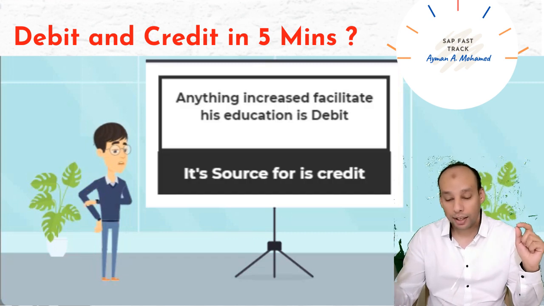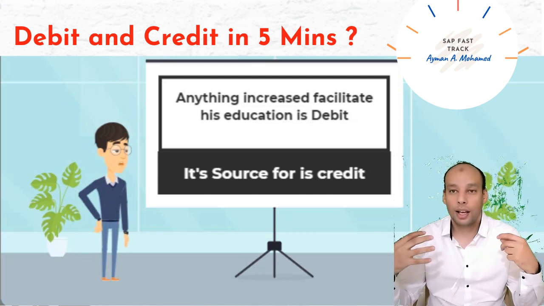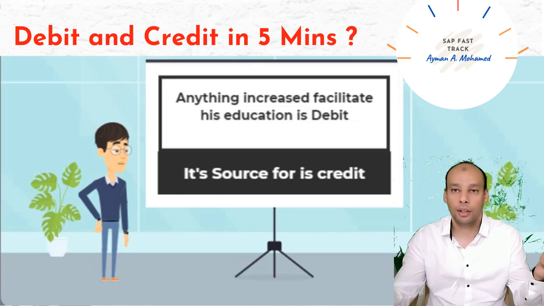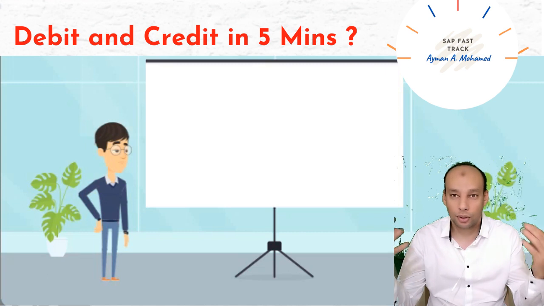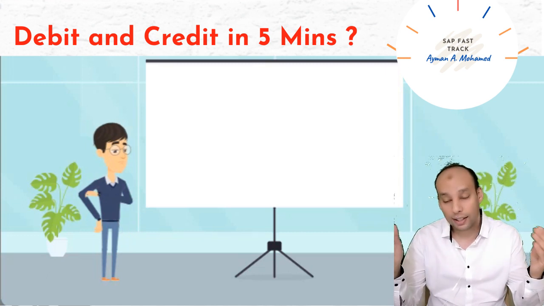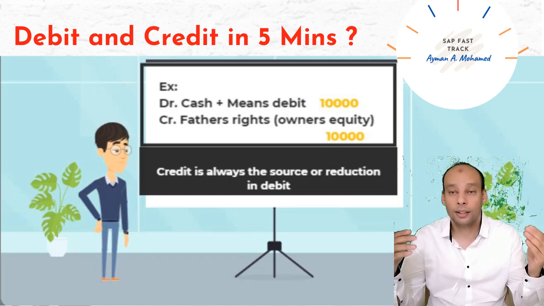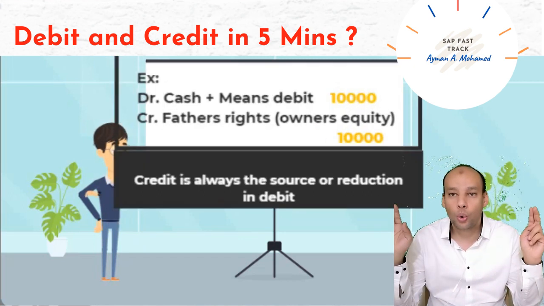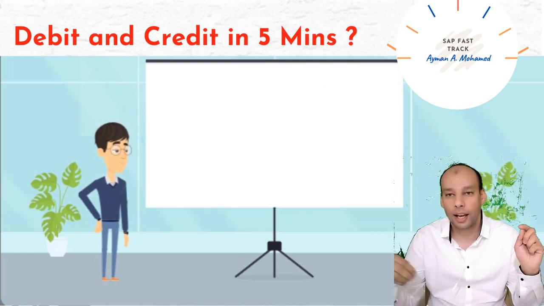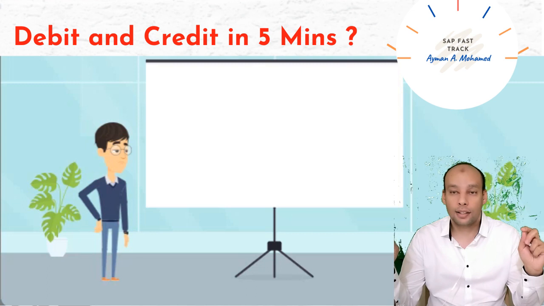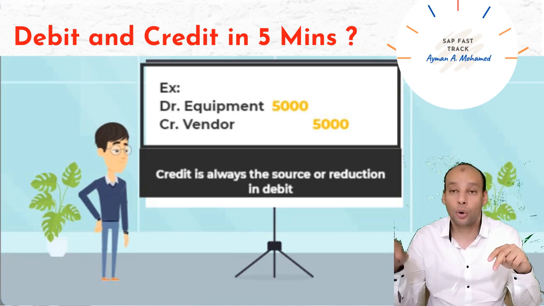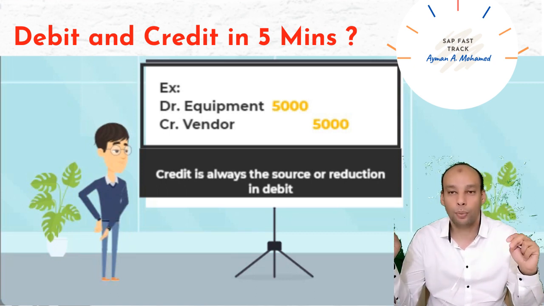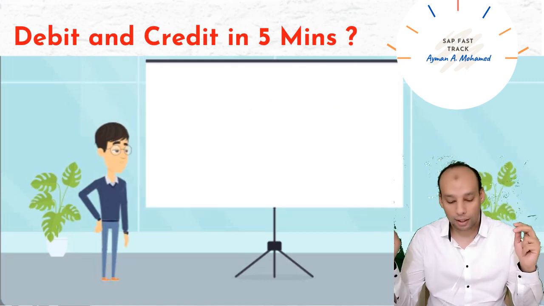Let's say that his father pays him 10,000. This means that he owns 10,000 and owes his father 10,000 at the same time. What is going to facilitate his education process is the cash. In this case, cash will be debited by 10,000. And what is the source of cash? The source of cash is considered a credit. Imagine the journal entry: debit cash with 10,000 and credit owner's equity, or father's equity, with 10,000.